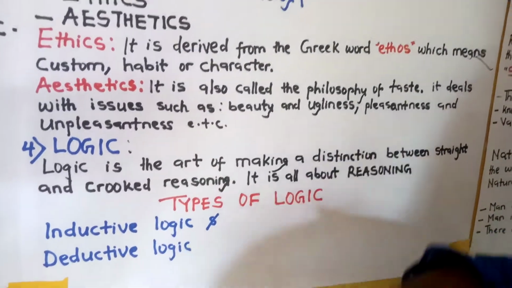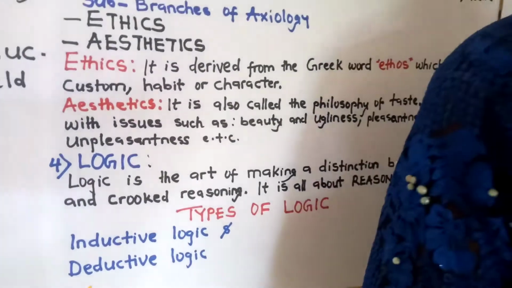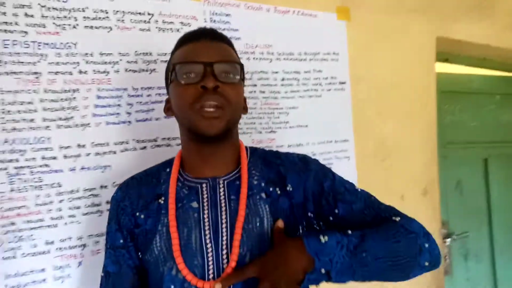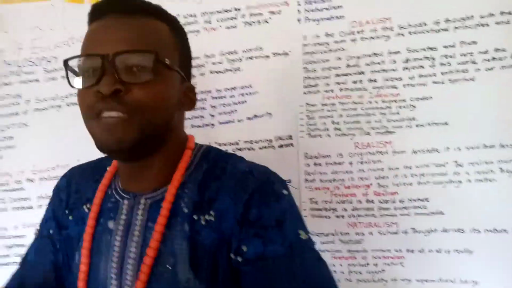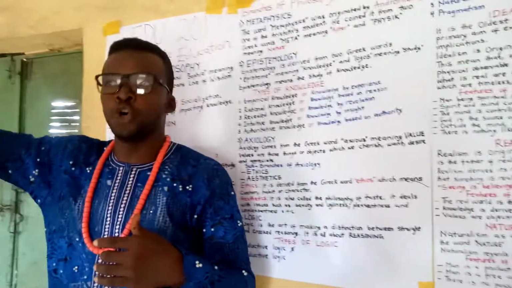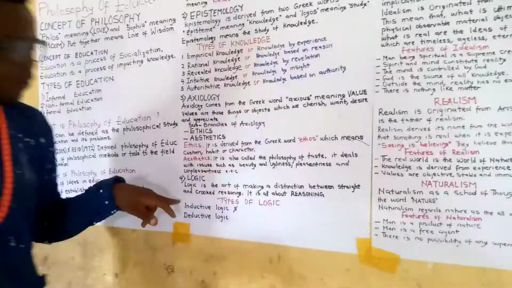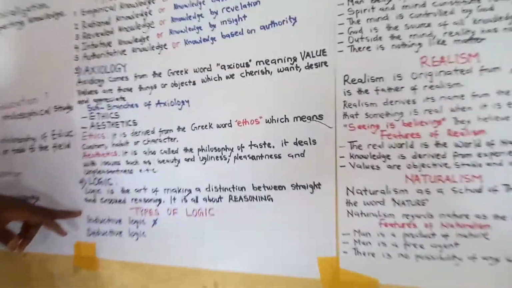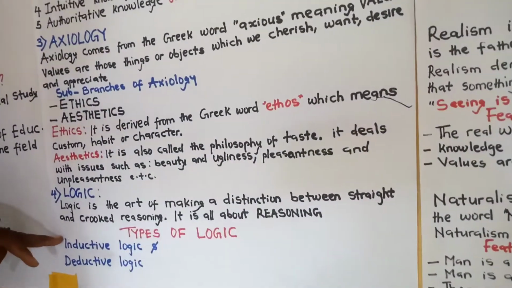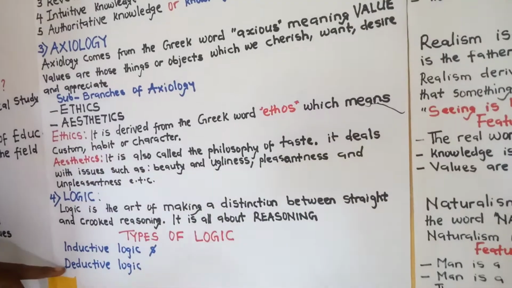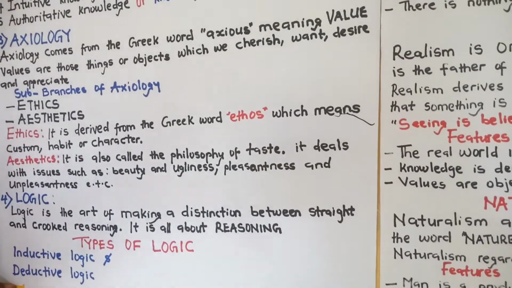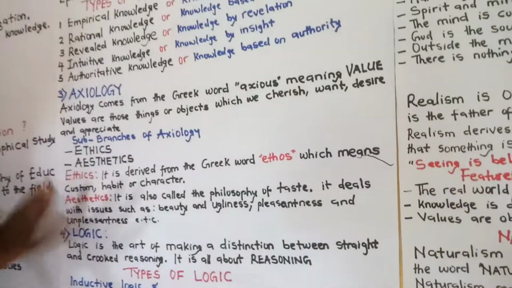When do we know if a logic is inductive or deductive? Inductive logic is reasoning from particular to general. When you reason from particular premises to a general conclusion, it is called inductive. While deductive is reasoning from general premises to a particular conclusion. That is just the two types.